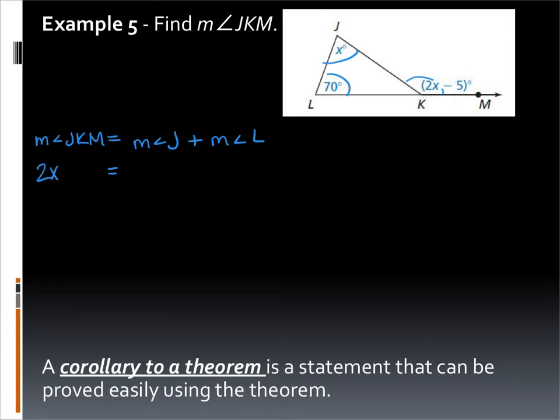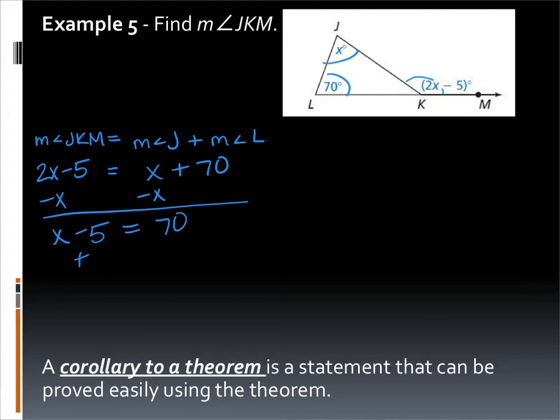All right. So angle JKM is equal to 2x minus 5. Angle J is equal to x. And then angle L is equal to 70. So I'm going to solve for x. So I'm going to subtract x from both sides. So x minus 5 is equal to 70. I'm going to add 5 to both sides. So x is 75. 75, not 70.